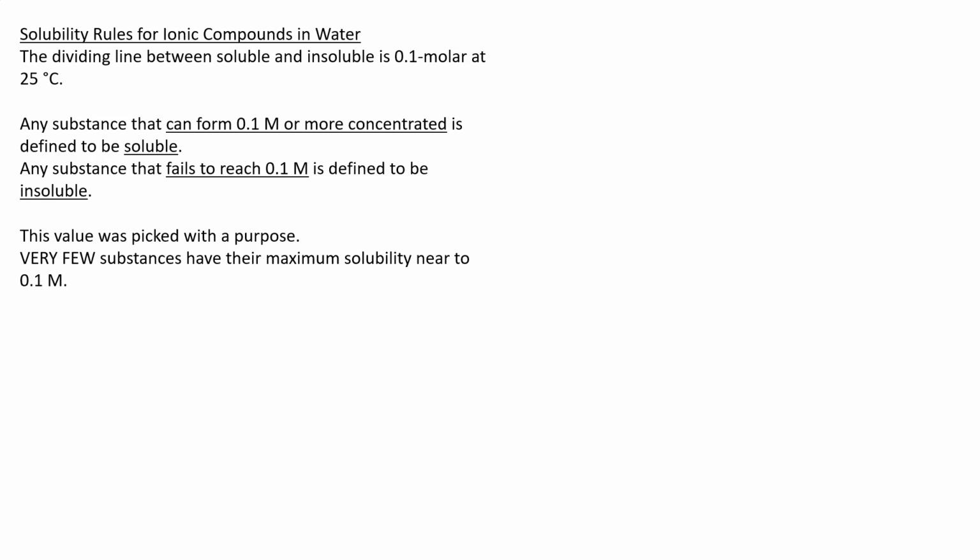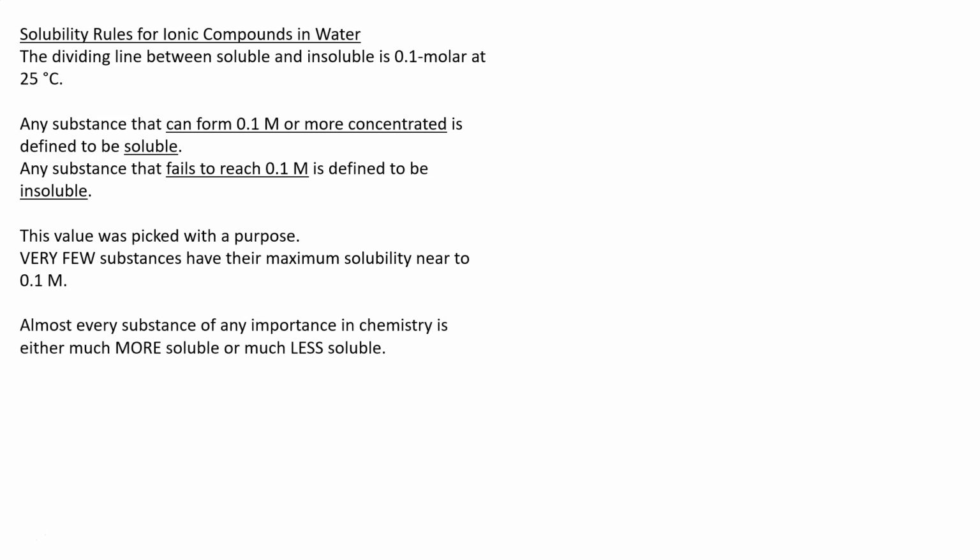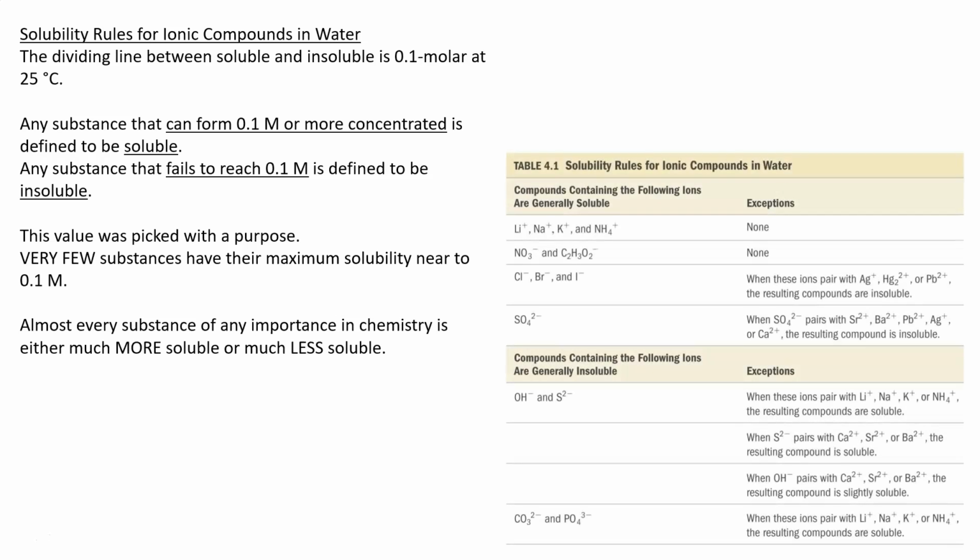The value was picked with a purpose because there are very few substances that have a maximum solubility near 0.1 molar. Almost every substance that's important to chemistry is either much more soluble or less soluble than that number. Here are the solubility rules. You may want to refer back to them as you go through the notes. As I said, the couple of rules listed on the last slide are the ones that you'll be expected to remember, along with strong acids and strong bases.